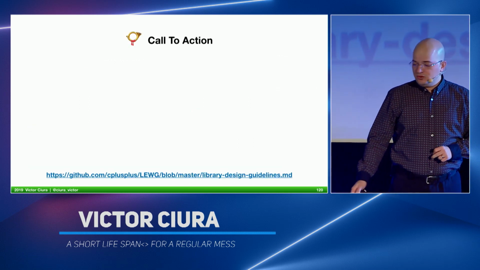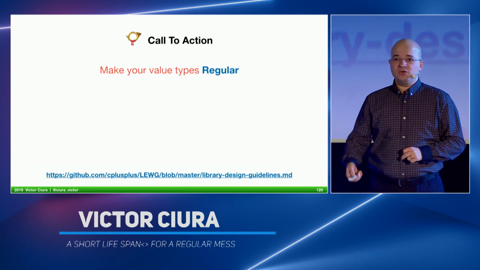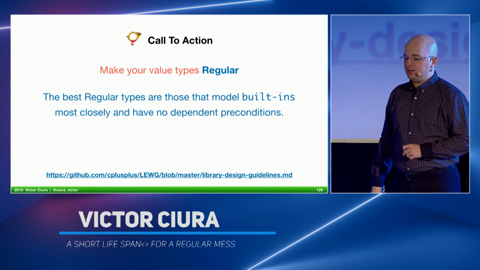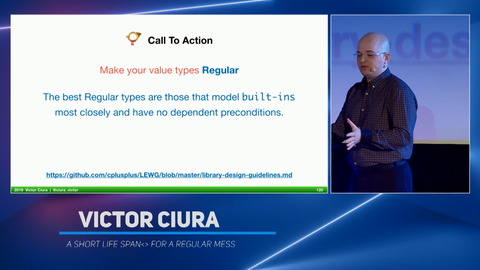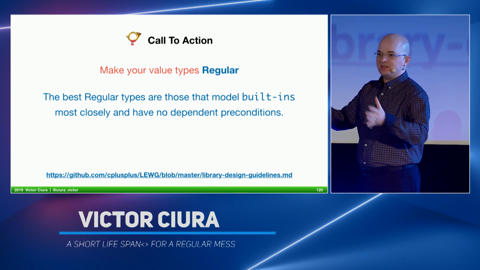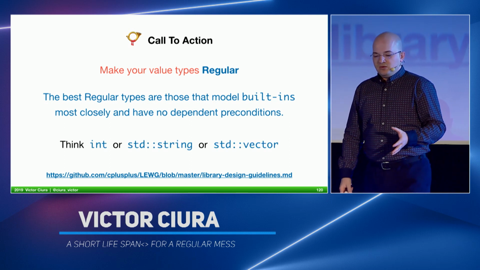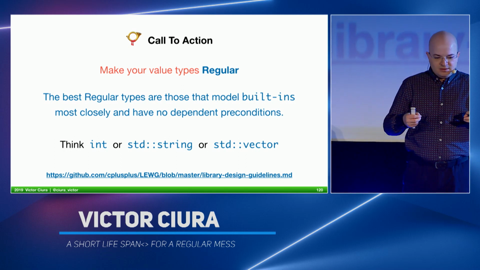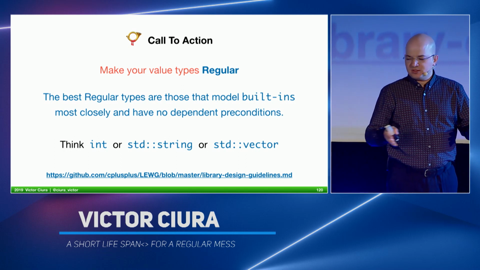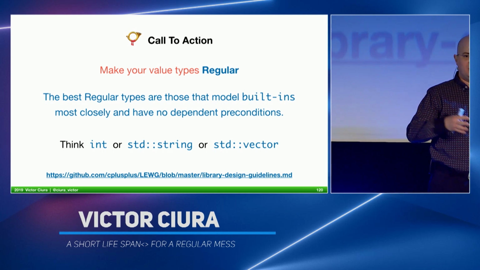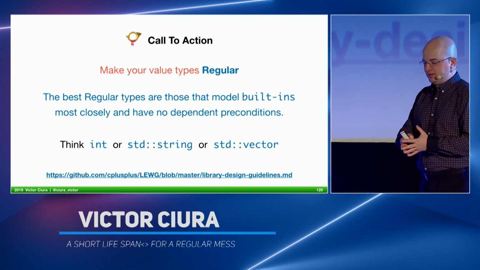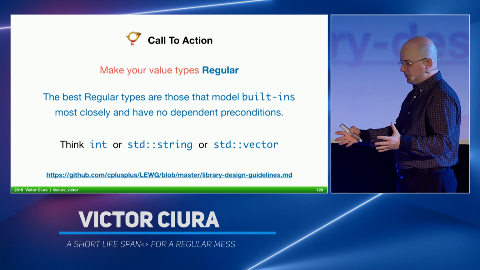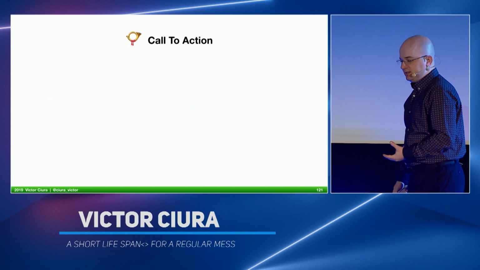My call to action to you would be to make your value types regular. The best regular types are those that model built-in types. Think int, think standard vector. So try to model things as close as possible and not to have any dependent preconditions. Try to make types that can be reasoned about without contextual information.